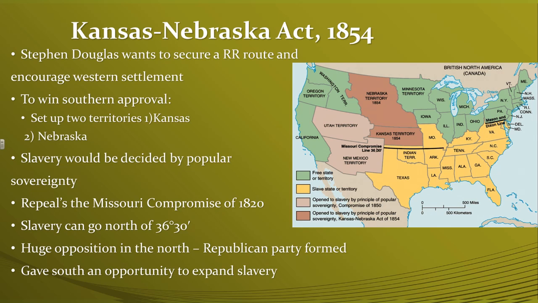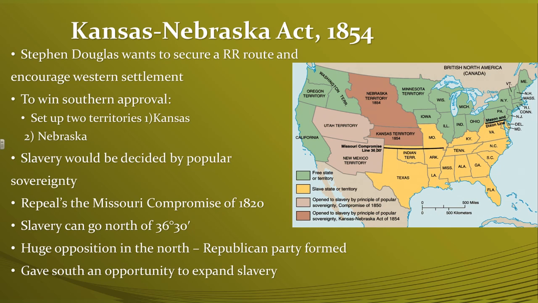Problem is, how are you going to get Southern congressmen to vote for this? Why would they want to appropriate money to a northern state for a transcontinental railroad? So Stephen Douglas comes up with an idea. He says, hey, listen, vote for my railroad. In return, what I'll do is I will give you this Kansas-Nebraska Act. I will allow popular sovereignty in these two territories.